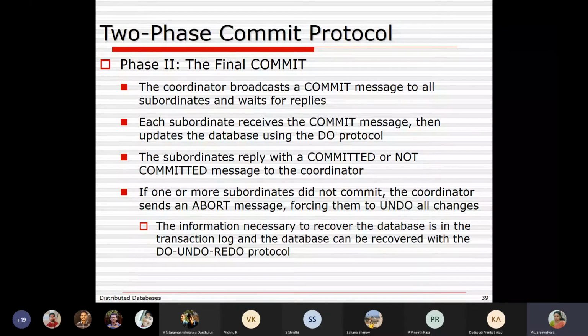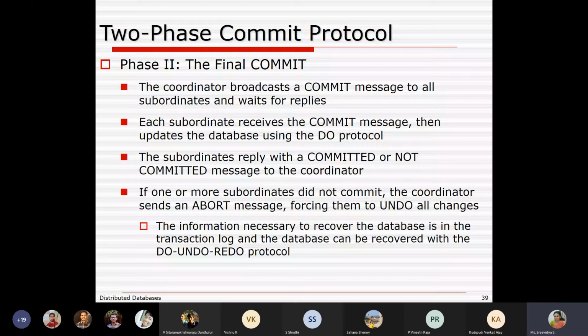So when all of them say that they are prepared to commit, and the coordinator says commit, at that time the subordinates perform the do part, where they modify the databases into the updated state, and then they send back a message saying committed. If they couldn't do it, not committed. If all of them say committed, this is done. But if one of them says that I couldn't commit, then this entire transaction has to abort. So the coordinator identifies that A and B have completed the action, but C has not completed. So the entire transaction has to be reverted back.